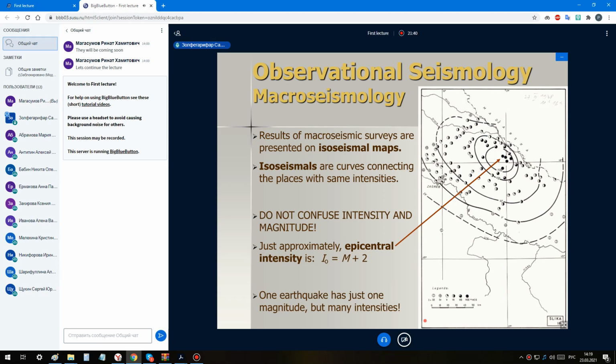The results of macroseismic surveys are presented on isoseismal maps, as shown in this slide as schematic maps. Isoseismals are curves connecting places with the same intensities. As you can see in this slide, one isoseismal map.